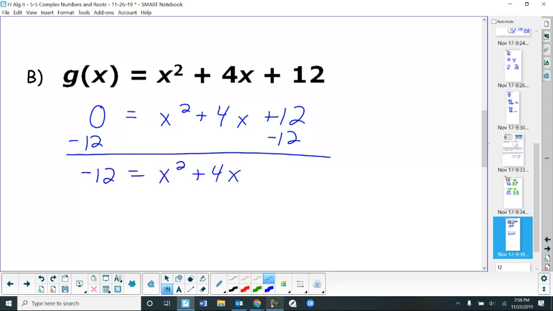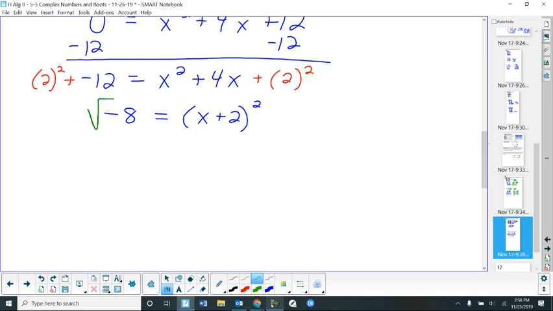Okay, so I got my x's on one side, constant on the other, and now a is 1, so that's good. I'm going to go ahead and take half of 4. Half of 4 is 2, and I'm going to add 2 squared. Whatever I add to one side, I have to add to the other side. So when I do, I get x plus 2 quantity squared, and then over here I get 4 plus negative 12, well, that's negative 8.